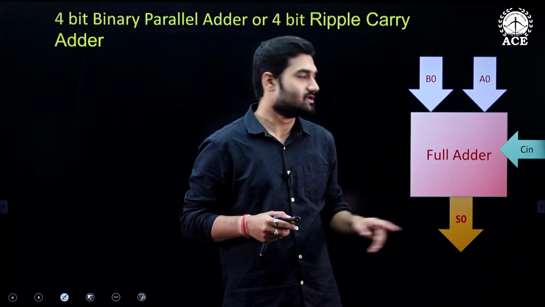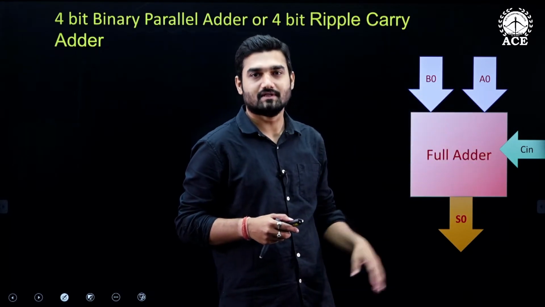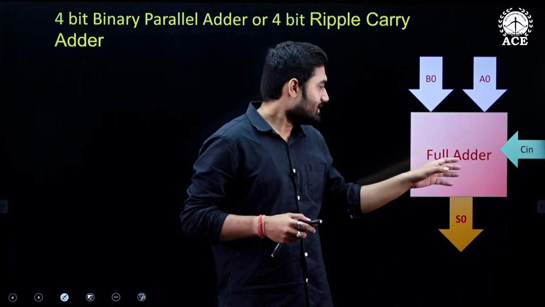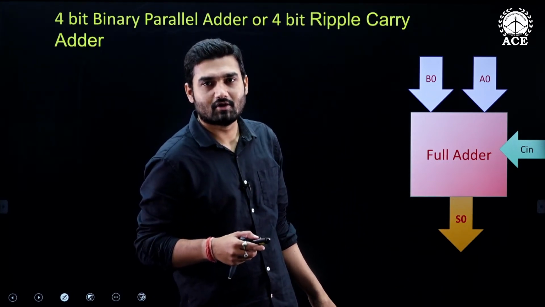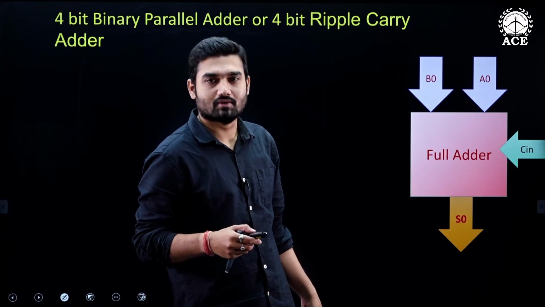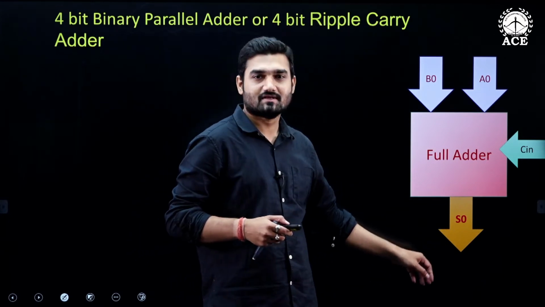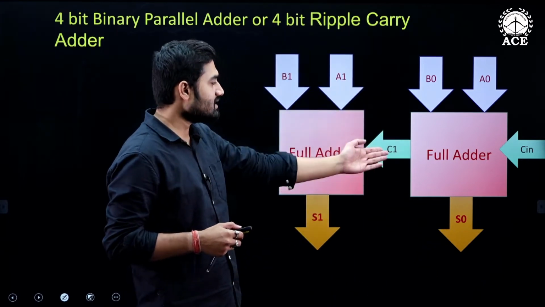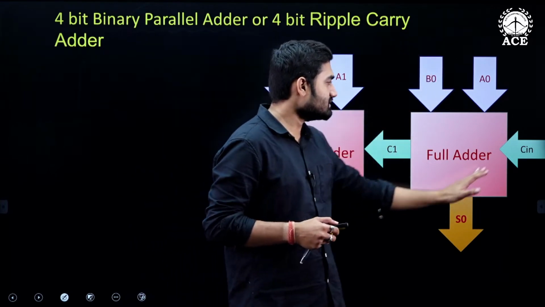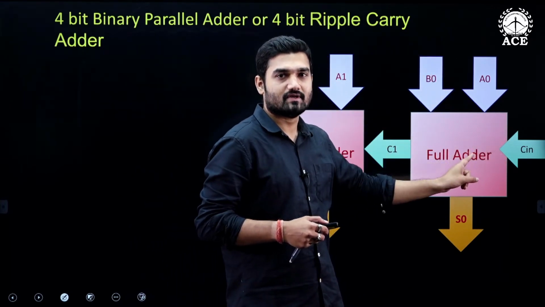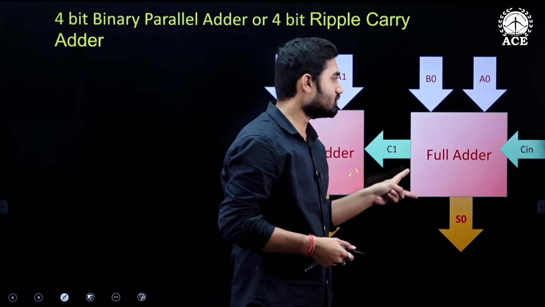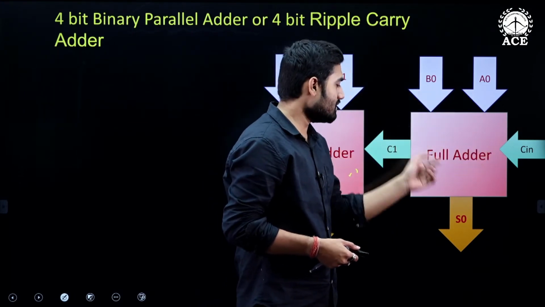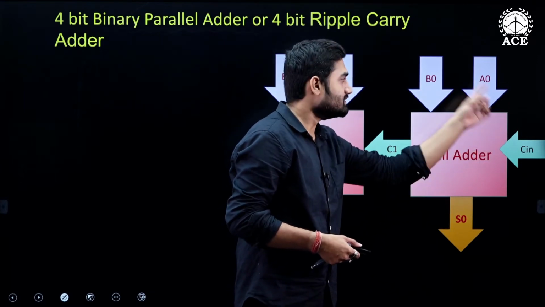3 inputs. Can you see the 3 inputs? Now how many outputs does it provide? A full adder has 3 inputs and 2 outputs. One is sum, the other is carry. So this entire section is for one full adder: 3 inputs, 2 outputs. C in, A0, B0 are the inputs, and S0, C1 are the outputs.